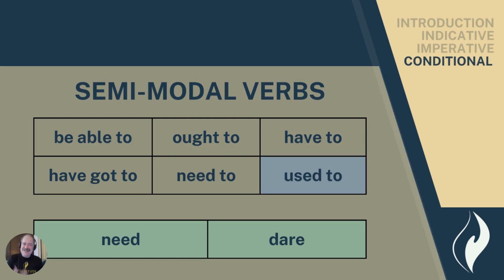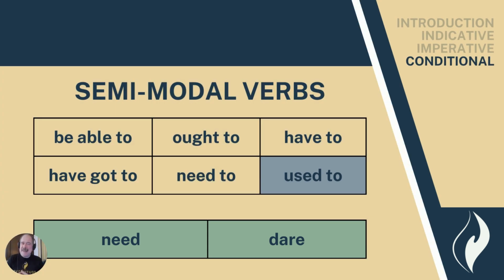Now we have another set of verbs, the semi-modal verbs. For our purposes, we can lump them in with the modal verbs because they're functioning more or less the same. And if you look at the cream colored cells, you will see that these are actually just other ways to say the modal verbs that we just saw. Be able to, can, ought to, should, have to, have got to, and need to, must.